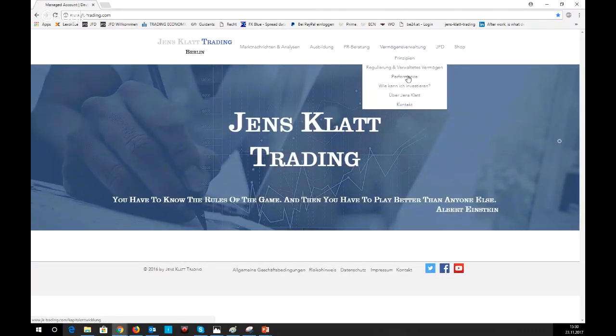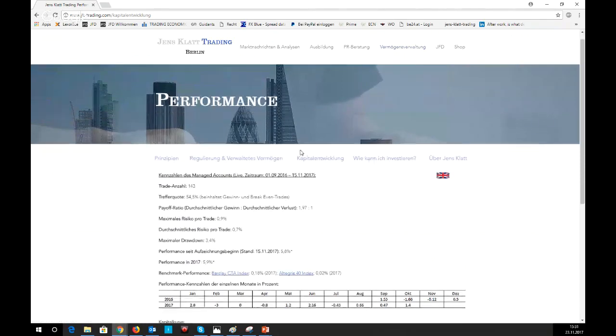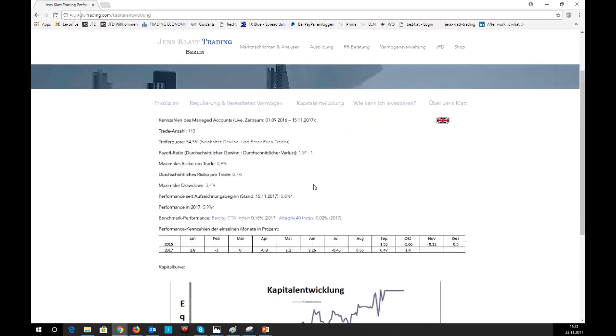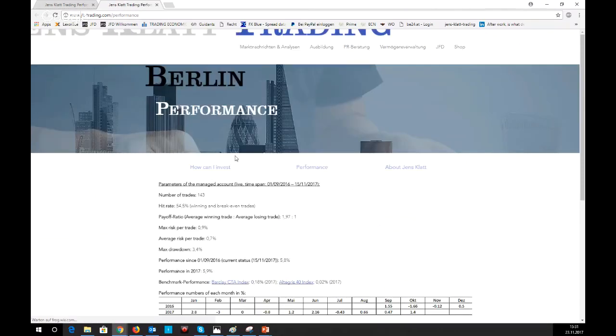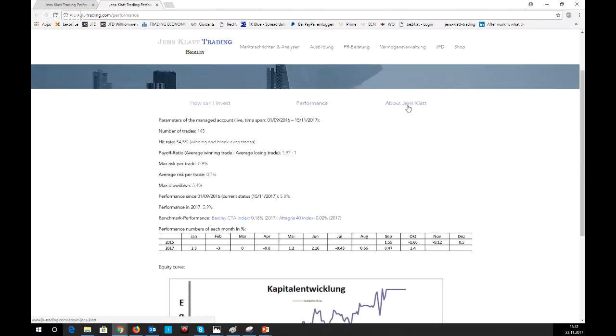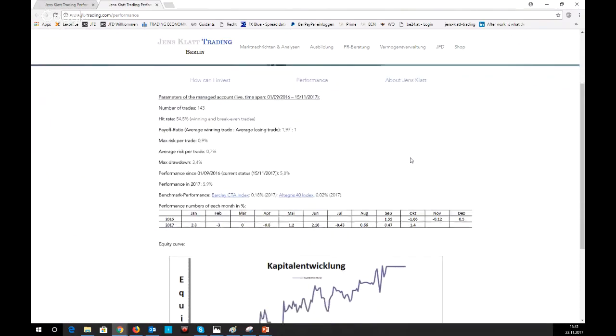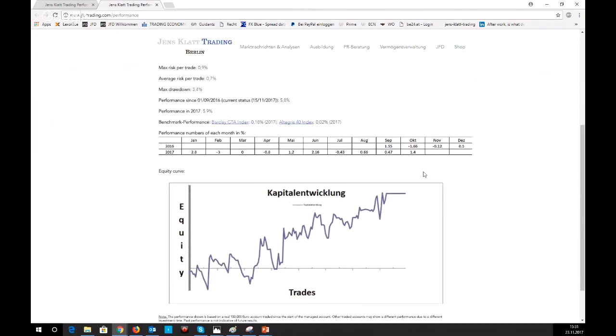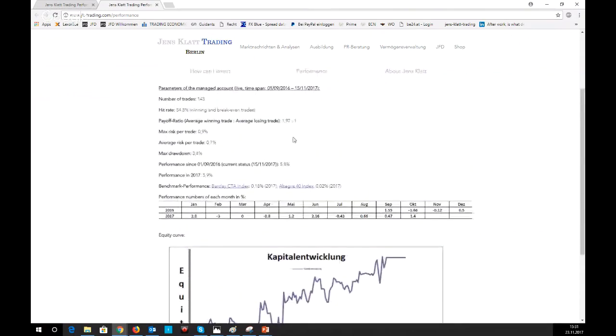But here you can see via performance, I've translated some of the pages in the background, and then you can see here the Union Jack. If you click on this, you also get the performance in English, and some information on how you can invest, performance, and about me. And this is the performance so far since the inception of this managed account.